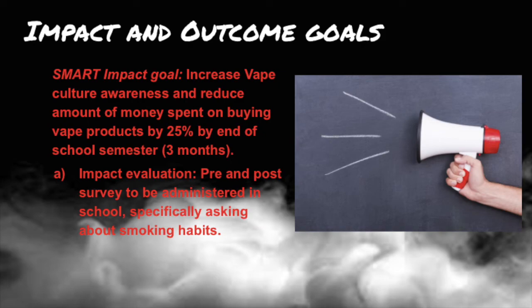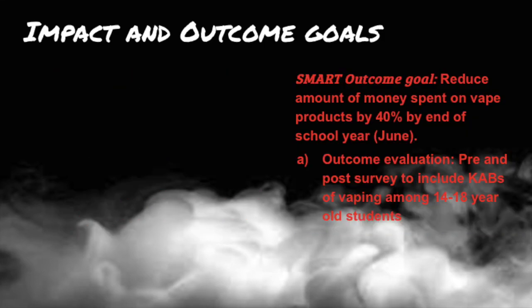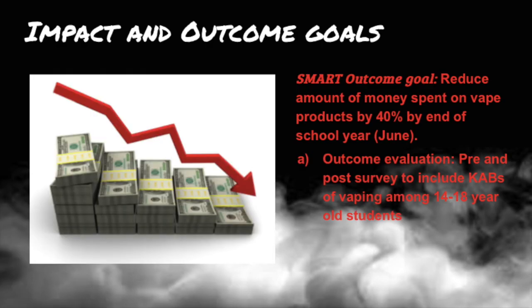For our impact evaluation, we want pre- and post surveys to be administered in school, specifically asking about smoking habits. For a SMART outcome goal, we want to reduce the amount of money spent on vape products by 40% by the end of the school year. For our outcome evaluation, we want pre- and post surveys to include KABs of vaping among 14 to 18-year-old students.